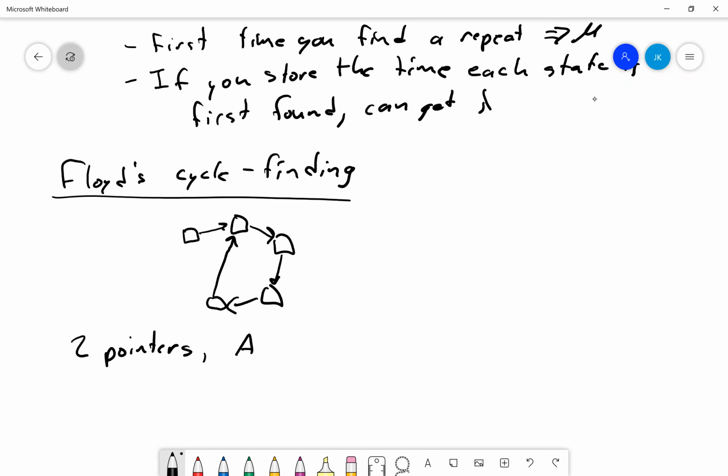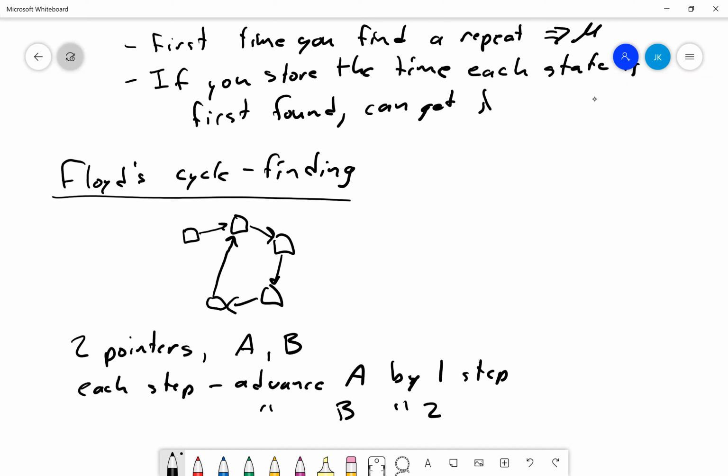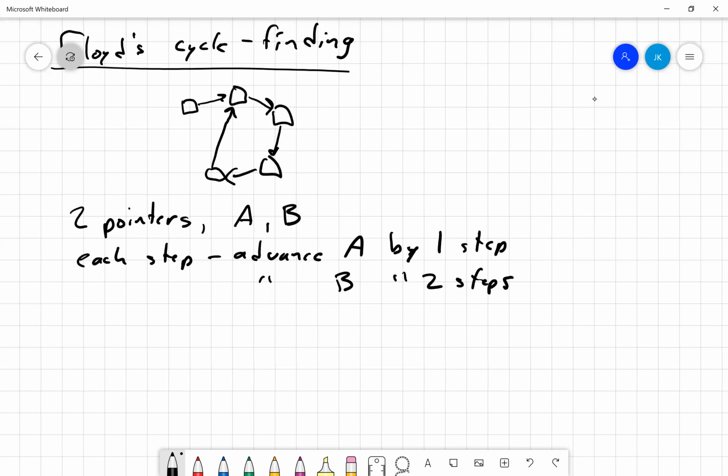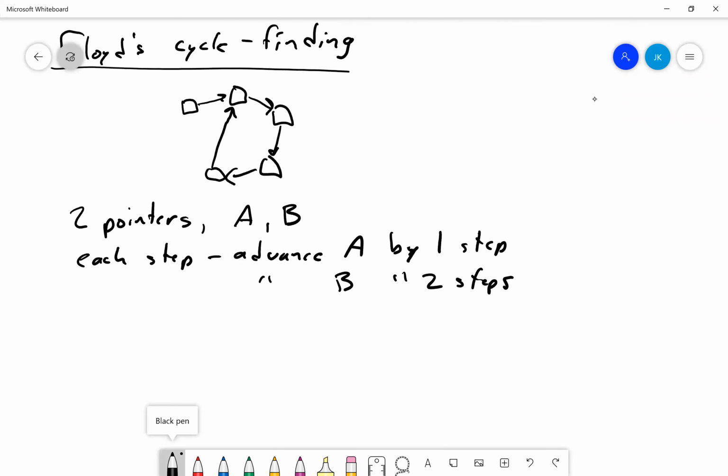And let's just call them A and B. And at each step, we're going to advance A by 1 step, and we're going to advance B by 2 steps. Okay, so if we have a cycle, like I'll draw one here.